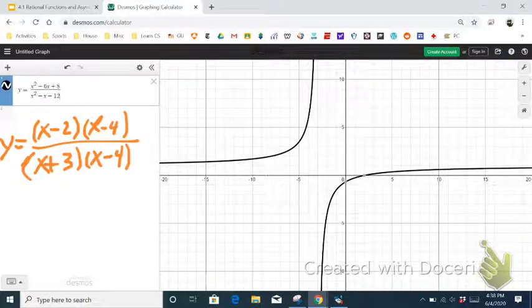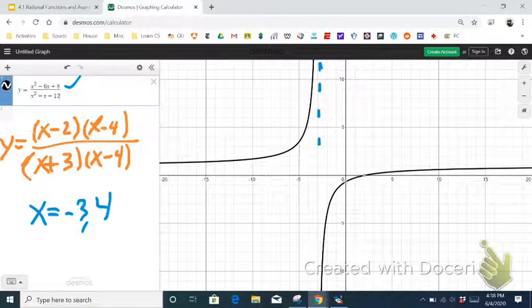Okay, just to talk a little bit more about vertical asymptotes, I brought up this rational function which we talked about in the middle of the previous video. All right, we factored it and we saw that the domain was x cannot equal -3 and x cannot equal 4. Now if you look at the graph, it's pretty clear that x cannot equal -3 by the vertical asymptote.